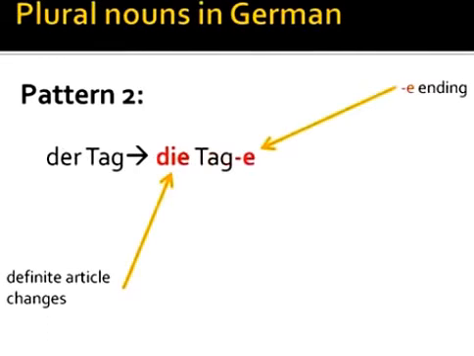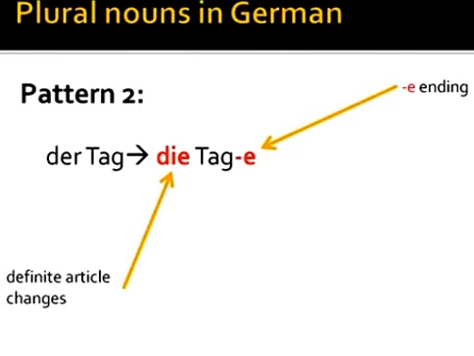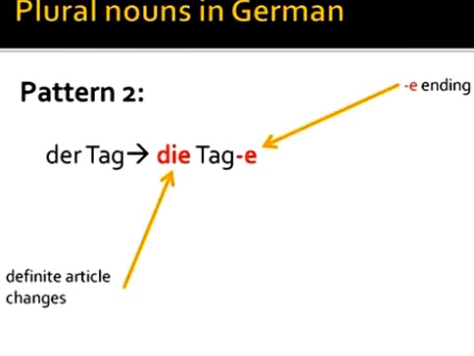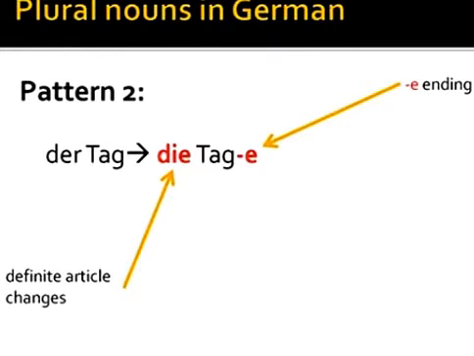Now, the second pattern is a fairly frequent one. We have a noun, der Tag, the day, and to change that to plural, we simply add an e, and the definite article changes from the masculine singular to the plural die. Der Tag, die Tage.